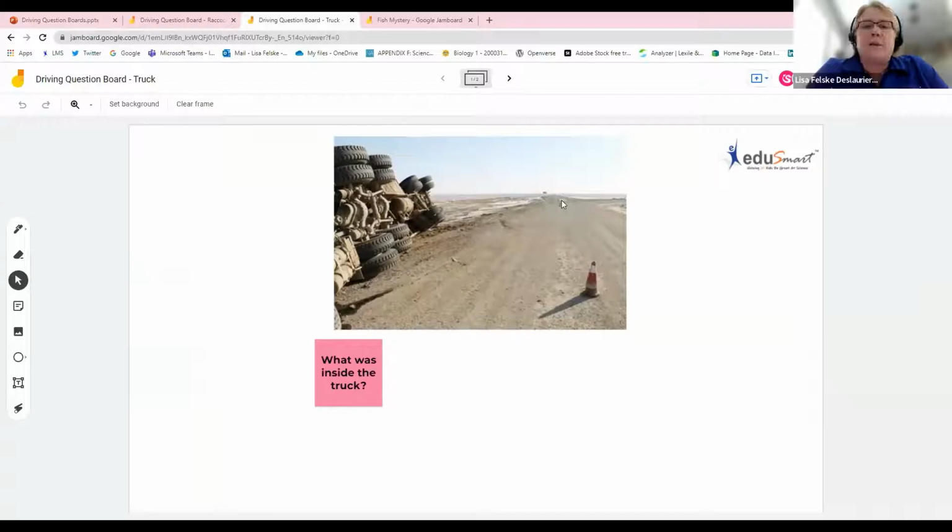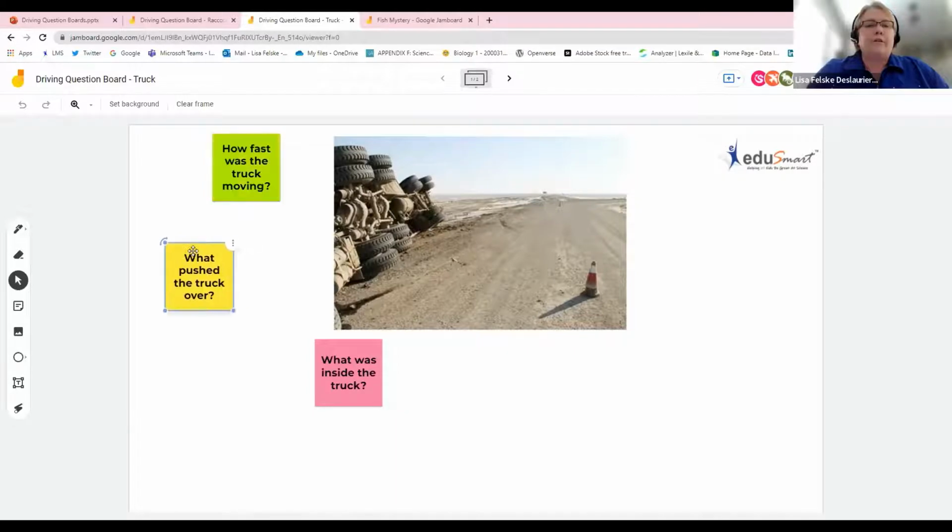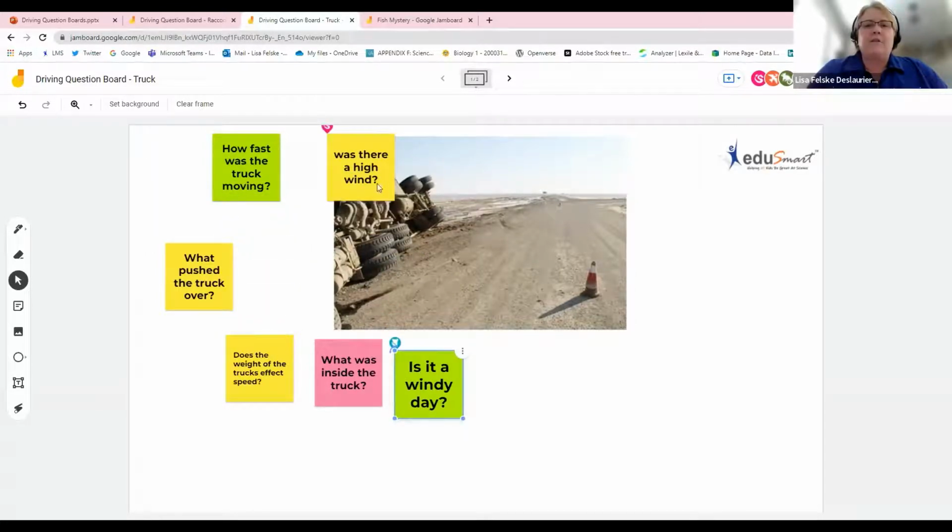So what's going on in this picture? What questions would a student ask about this? Okay, got some science here. How fast was the truck traveling? Is speed a factor? That's a good one. What pushed the truck over? Was there a high wind? Does the weight of the truck affect the speed? These are all good questions.